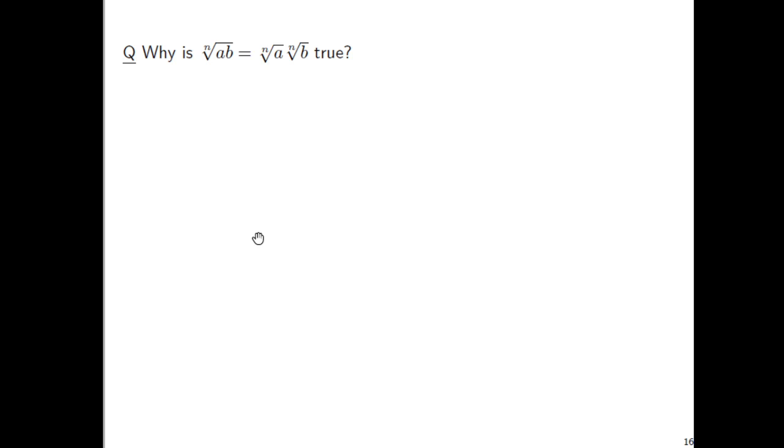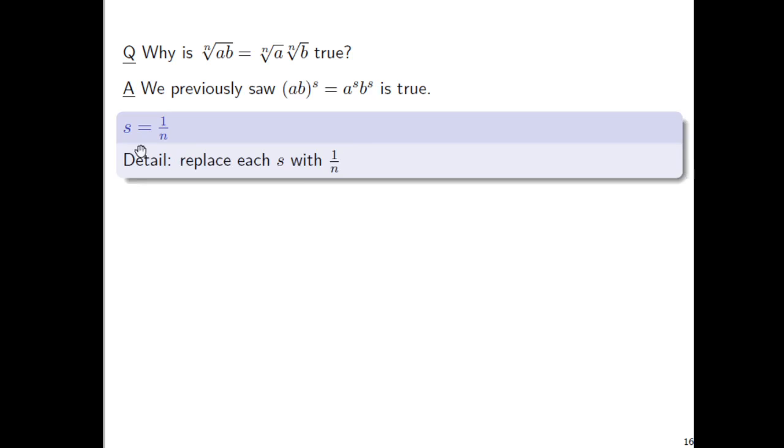We'll start with answering why is the nth root of ab, that is the nth root of a times b, equal to nth root of a times nth root of b? Why is that true? Previously, we saw ab raised to the s equals a to the s times b to the s. We have already argued why that is true. We trust this formula. And now we do this substitution. Replace every s with 1 over n. Okay, so plug in 1 over n everywhere you see an s.